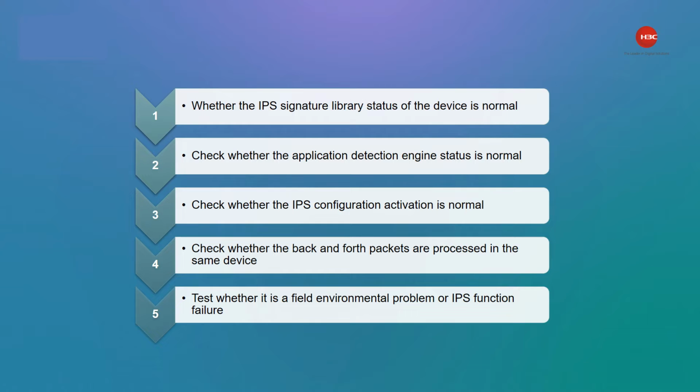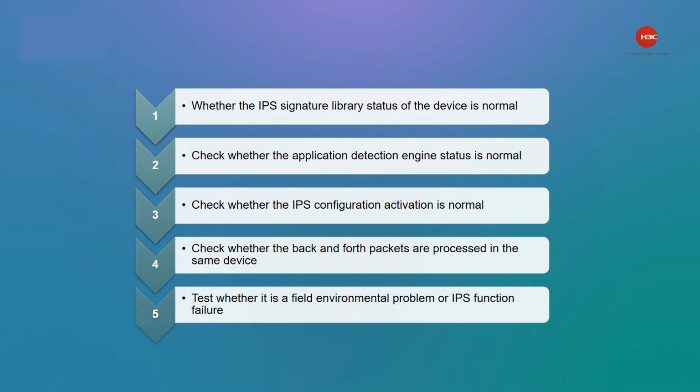The third is to ensure that the on-site IPS configuration is activated. If the IPS configuration is not activated, the packets cannot match the IPS signatures. In this case, no IPS log will be generated. The fourth is that in the case of device stacking deployment, it is necessary to ensure that packets are processed on the same device to ensure the accuracy of IPS detection.